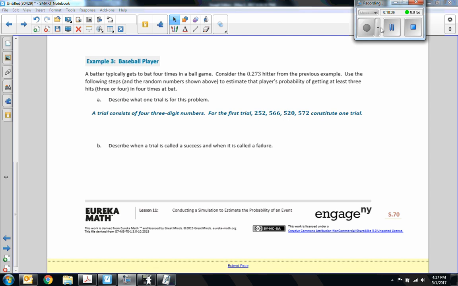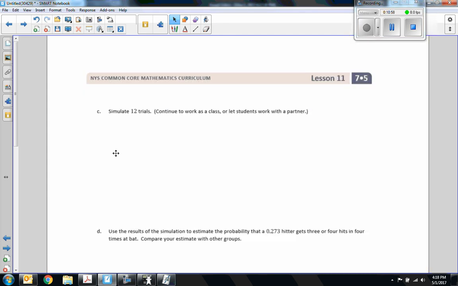Now B says to describe when a trial is called a success and when it is called a failure. Okay, so a success is getting three or four hits per game. A failure is getting 0, 1, or 2 hits. For the first trial, the hitter got only one hit, so it would be a failure. Now it says to simulate 12 trials. Continue to work as a class or let students work with a partner. So if you're doing this on your own from this video, simulate 12 trials, pause the video, come back and we'll take a look at the results.